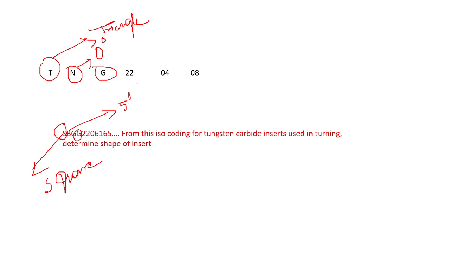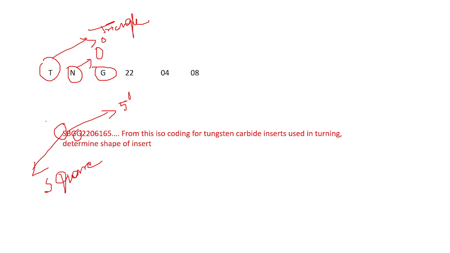Okay, and the 04, that is the insert thickness. The 22 represents cutting edge length, 04 represents insert thickness, and 16, that is the nose radius. If we define it, it is between various regions, 2 and 4, so that is the nose radius region. So that is the significance of each word in ISO coding.